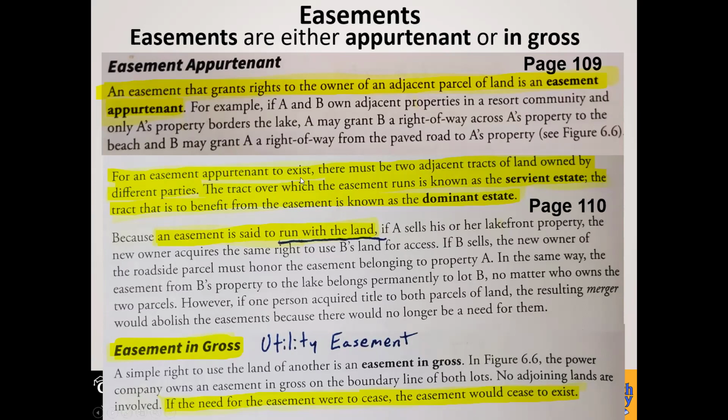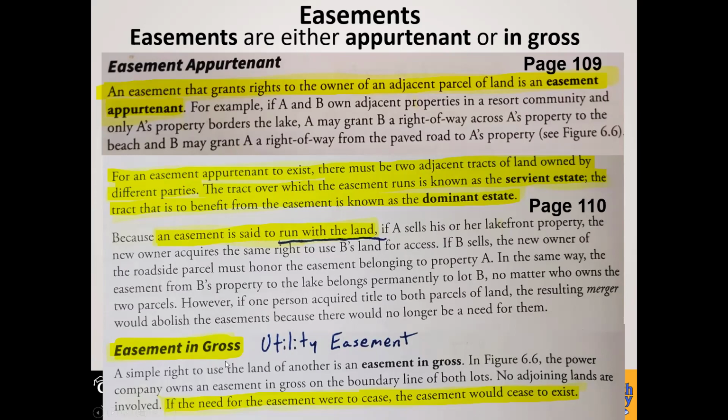So for an easement appurtenant to exist, there must be two adjacent tracts of land owned by different parties. The tract over which the easement runs is known as the servient estate, and the tract that is to benefit from the easement is known as the dominant estate. I'll give you a couple of simple examples with drawings in the coming slides. Let's just first do the highlights here, and then we'll discuss it a little bit further, okay? An easement is said to run with the land. Once it's created, it moves on from one owner to the next.